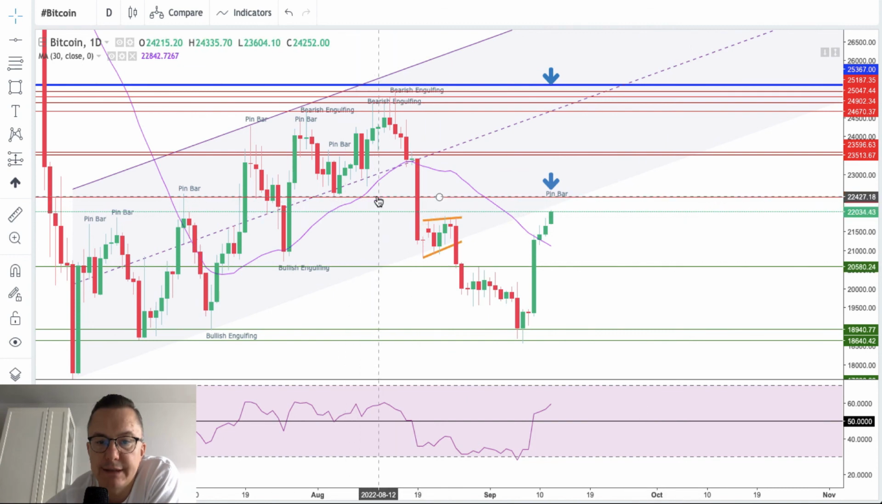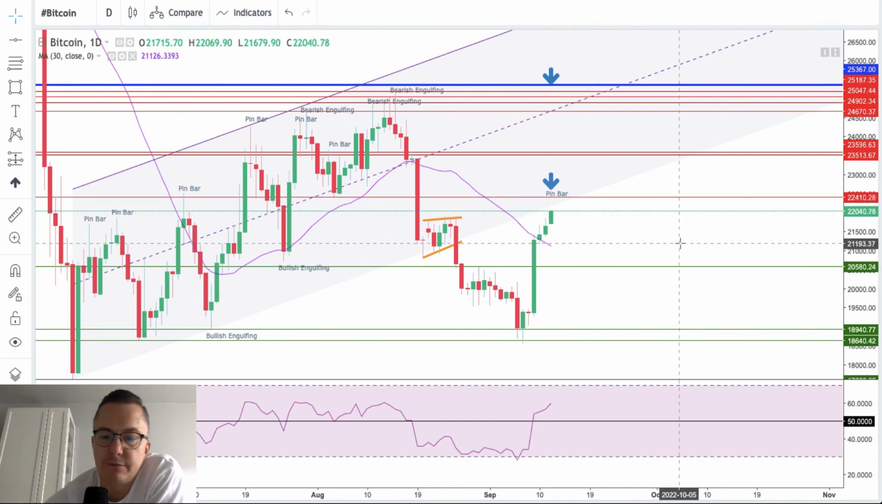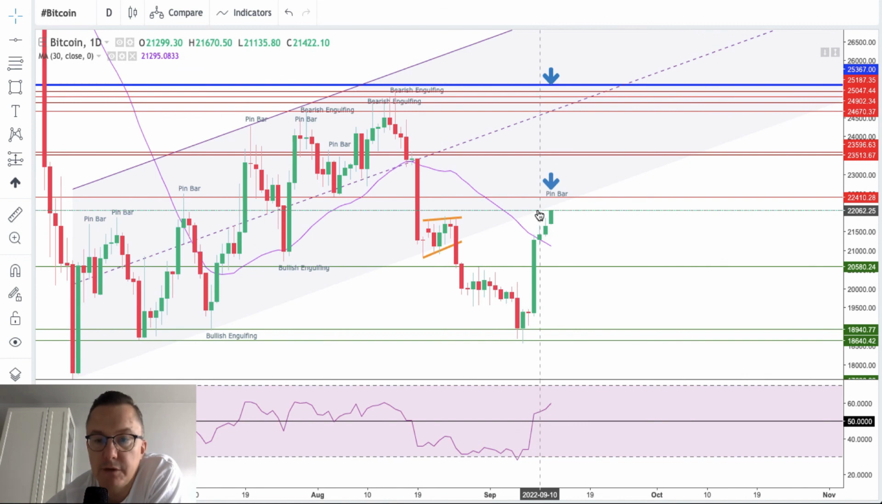So the levels here are very important. Please watch this market. We'll see what this market will do just after the breakout, if there will be, of course, after the breakout back inside the ascending channel.